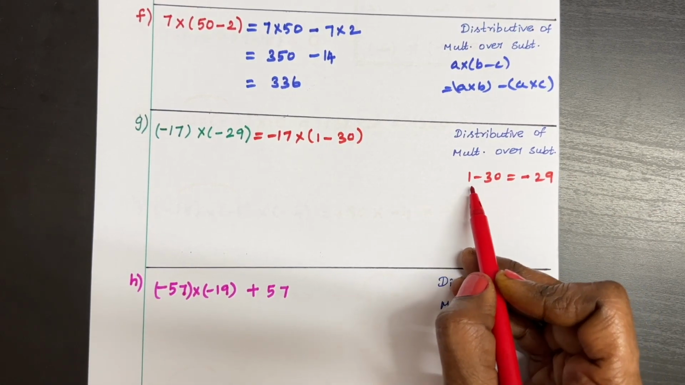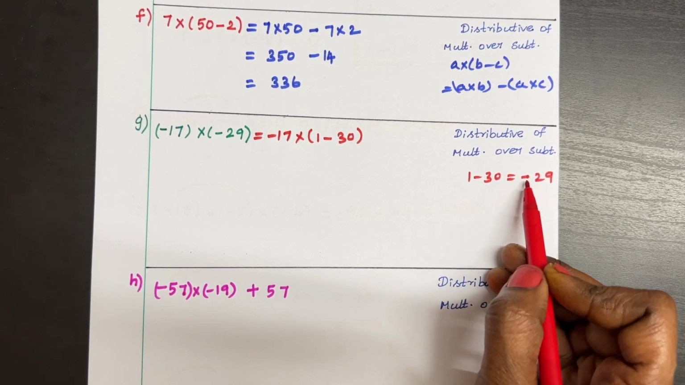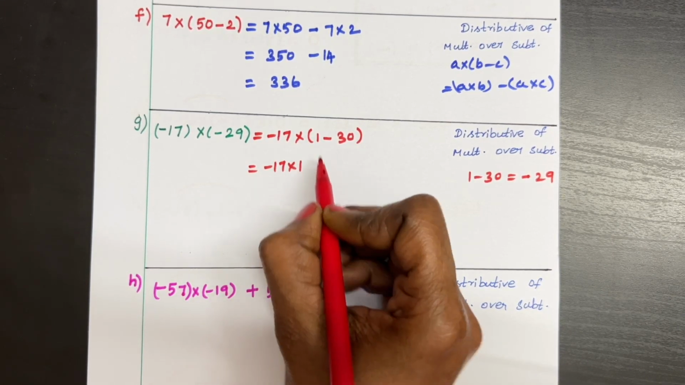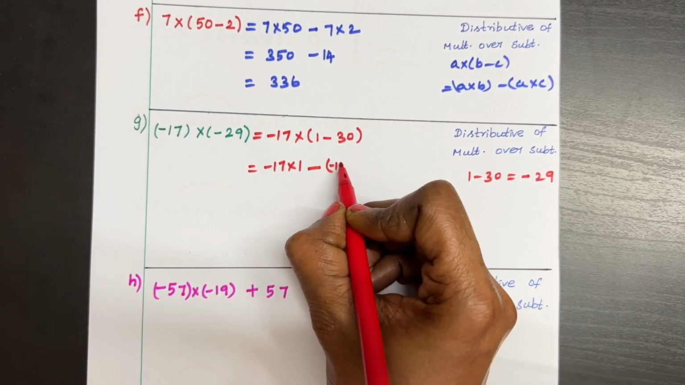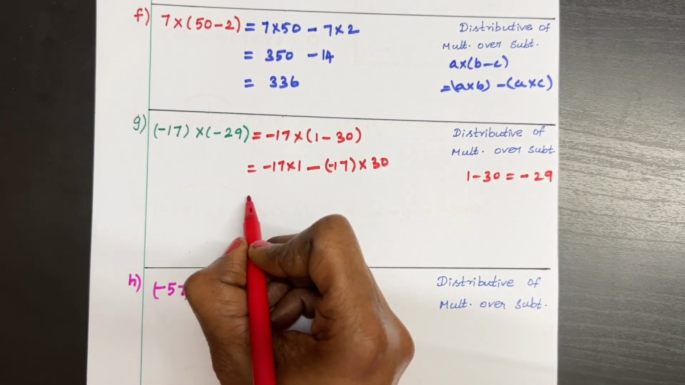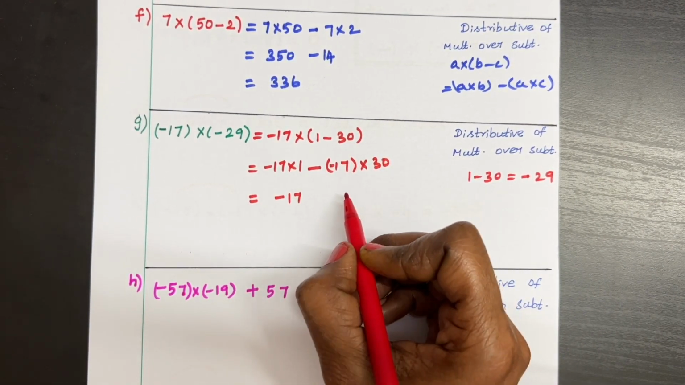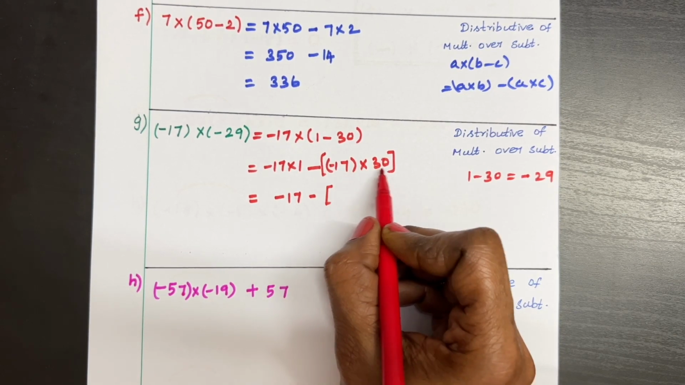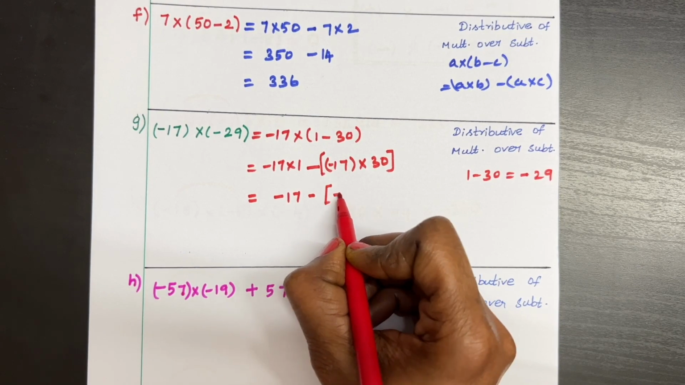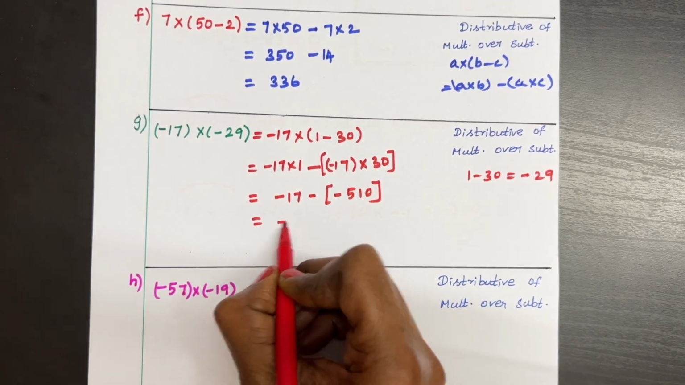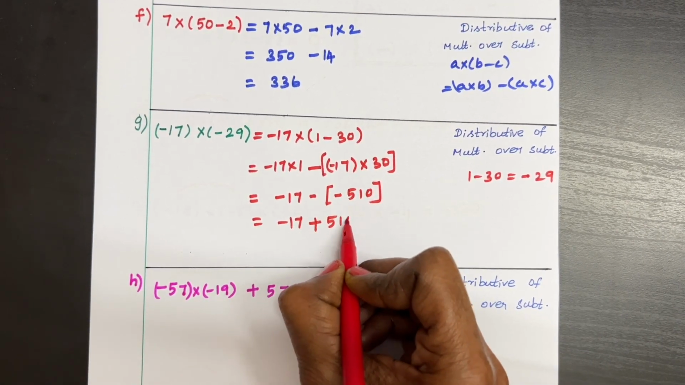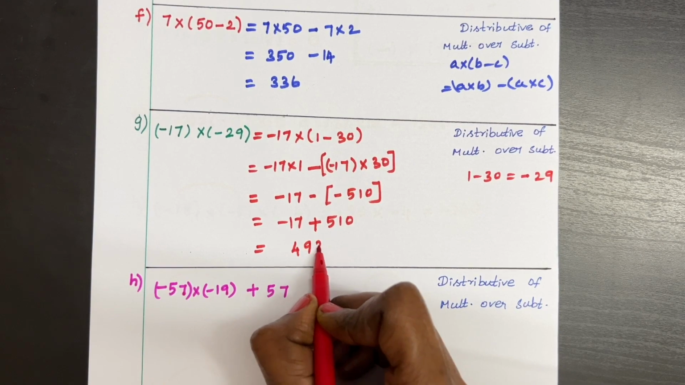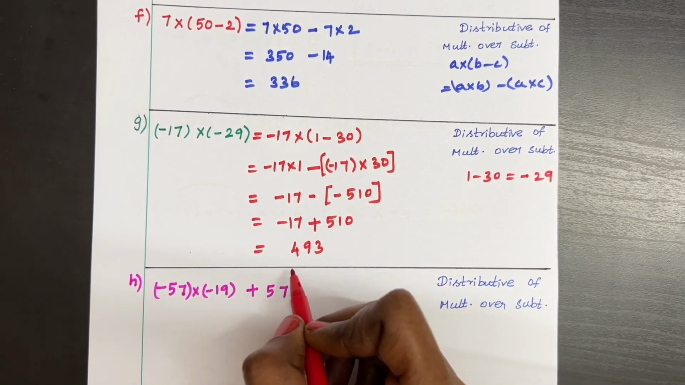See, unlike signs, we are subtracting. 30 minus 1 gives you 29. The bigger number's sign is negative, so negative 29. Now we can do it easily. Minus 17 into 1 minus, again, minus 17 into 30. This is equal to minus 17 minus, now, minus 17 into 30 will give you minus 510. Minus 17, minus into minus, plus 510. And like signs, we are going to subtract. So 510 minus 17 gives us 493, positive only, because the bigger number here is 510. So positive 493.